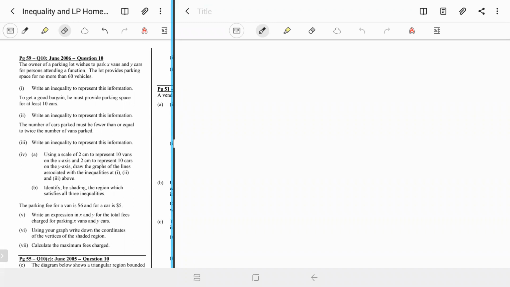All right, so doing that question, the one that says page 59. I'm going to say that these questions are basically the same thing. Sometimes I change them a little bit, but if you can do this, you'll be able to do the baby ones in the exam, as I've been saying. All right. So this one says, the owner of a parking lot wishes to park X vans and Y cars for persons attending a function.